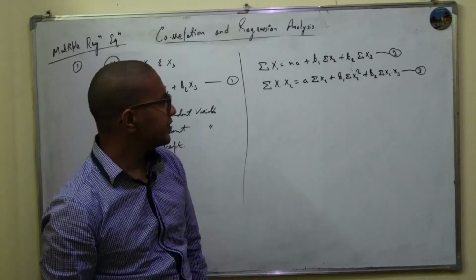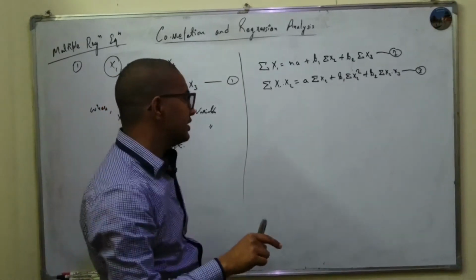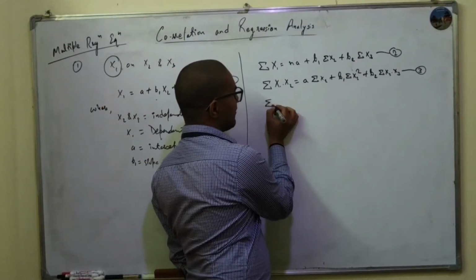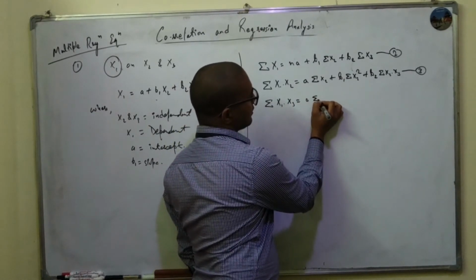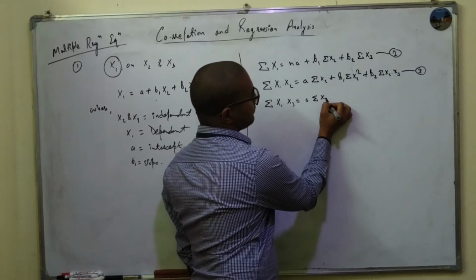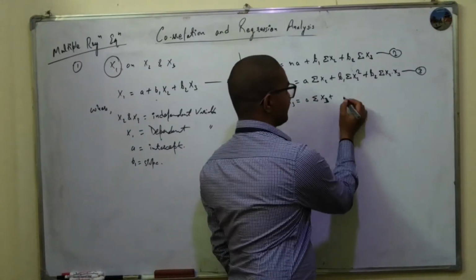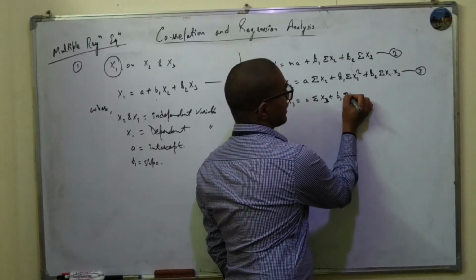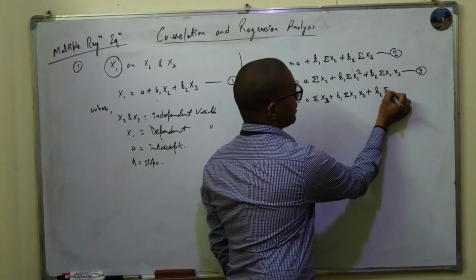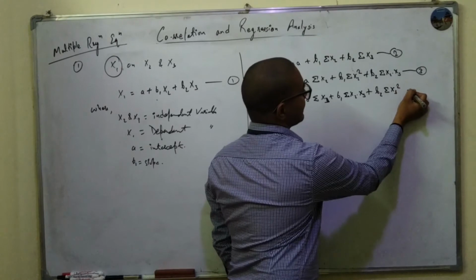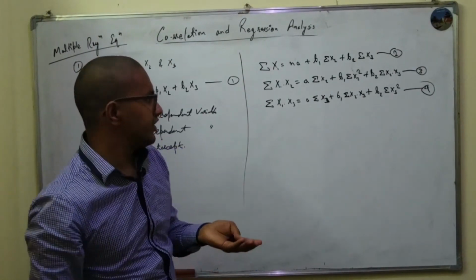After this, we will multiply the equation again with x3, our third independent variable, or second independent variable, you can say. Σx1·x3 equals a Σx3 plus b1 Σx2·x3 plus b2 Σx3 squared. So this will be our fourth equation.